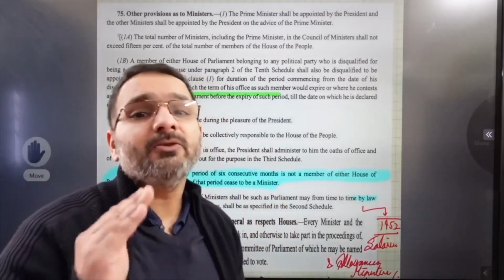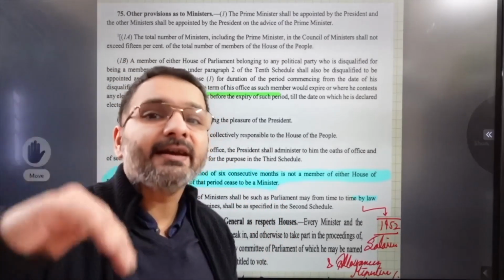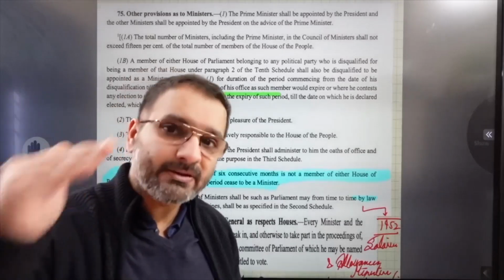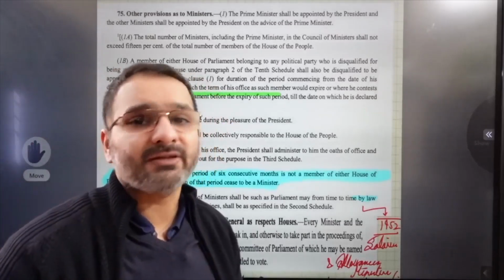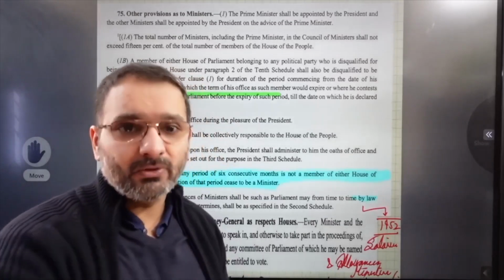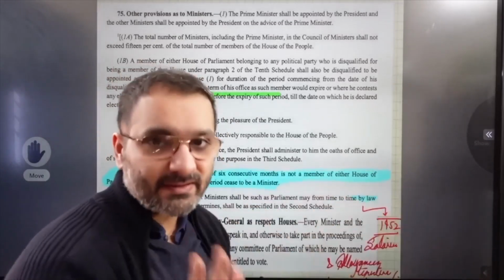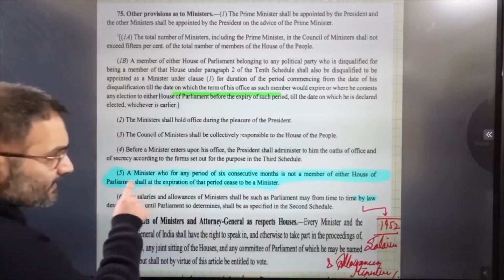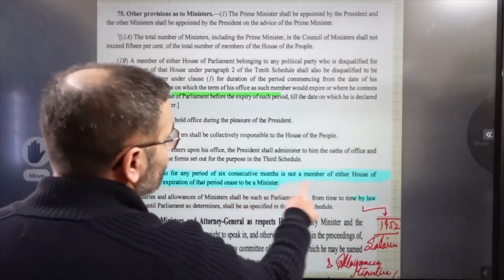the COM actually includes the Prime Minister. Prime Minister is just their head. So he's not above the COM, he's part of the COM. So you can say he's like the class representative in a pool of ministers. So he's the prime-most minister. Alright. So a minister who for any period of 6 consecutive months is not a member of either house.